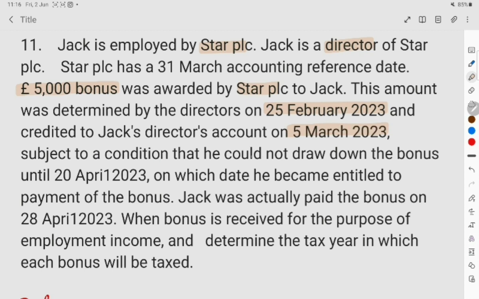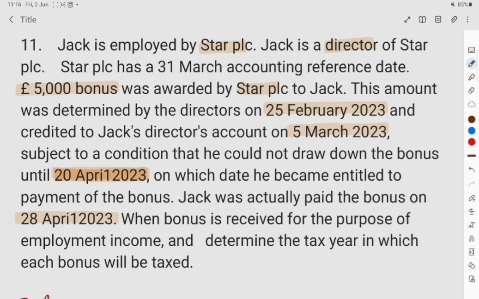Subject to the condition that he could not withdraw the bonus until 20th April, on which date he became entitled to the payment of bonus. So this is said to be the date of entitlement of bonus. Jack was actually paid the bonus on 28th April 2023. When is the bonus received for the purpose of employment income, and determine the tax year in which each bonus will be taxed. So, first we need to consider what is the employment income.